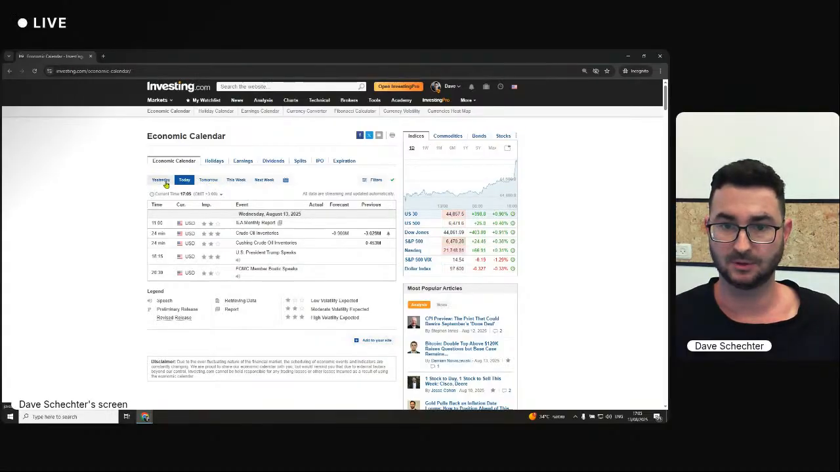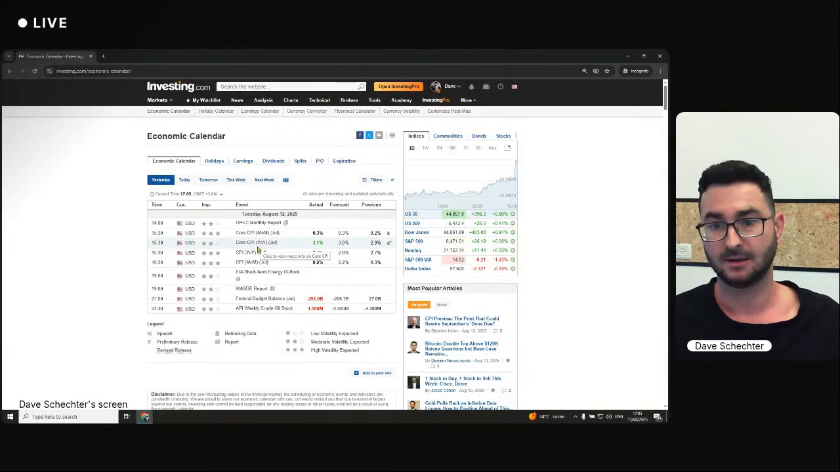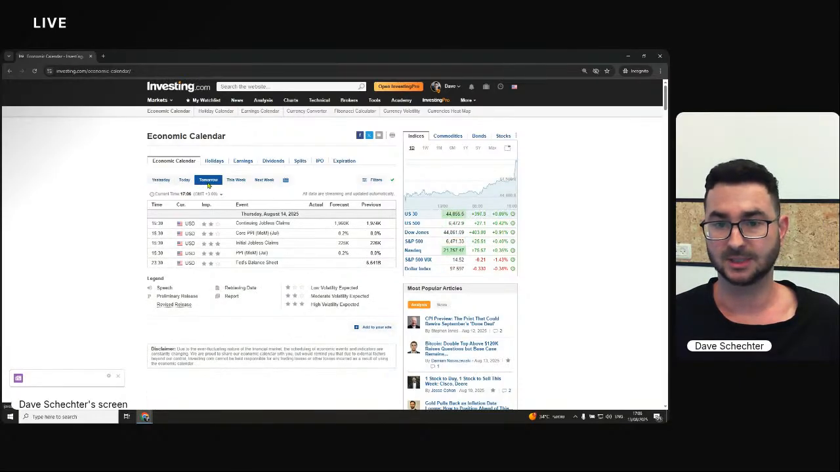So, for example, yesterday we had the CPI inflation report that came out. Here was the forecast, which was 3%, and the actual inflation percentage was slightly above that. And you can also see previously what it was. We can see what's on the agenda for tomorrow, which is the core PPI.